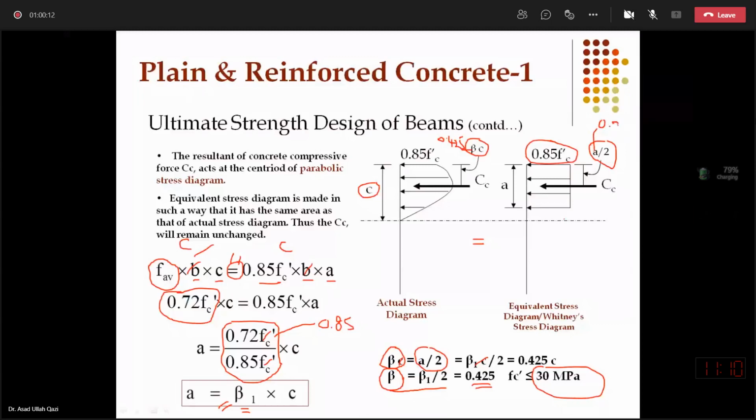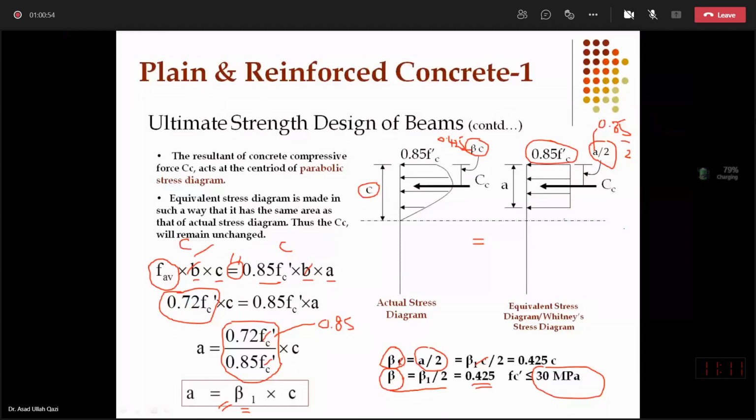0.85 divided by 2 will also give me 0.425. So in this way, in both pictures, not only did I make C from both pictures equal, I have also established that their point of application is the same. And this we have done up to concrete of strength 30 megapascal, because the f average we used is based on the finding that up to 30, f average will be 0.72 fc prime.